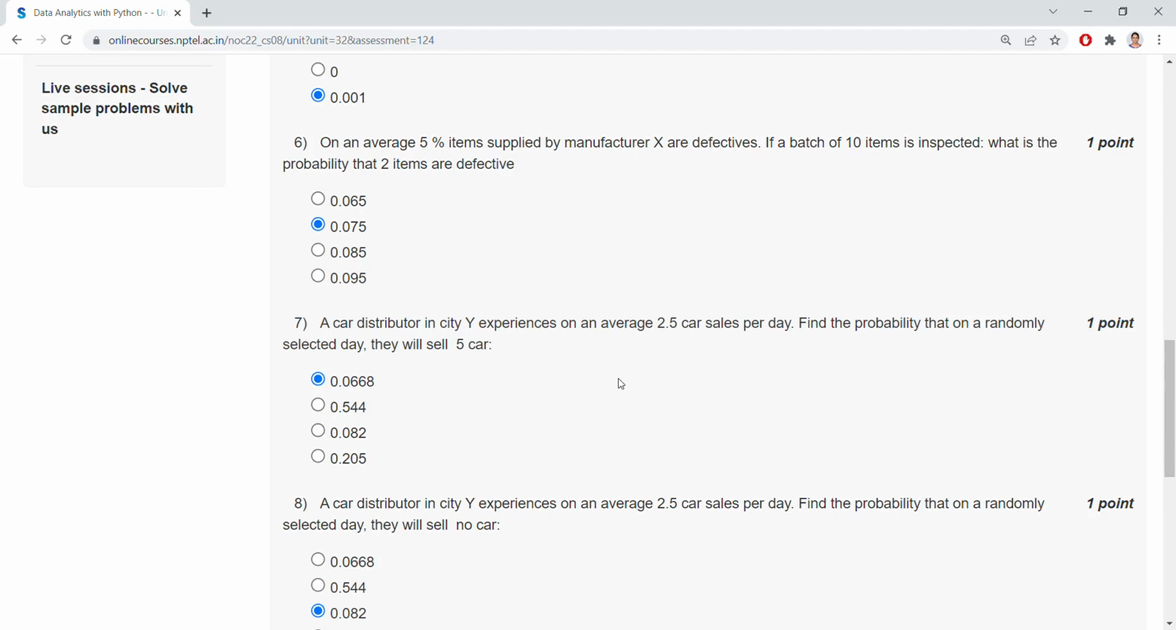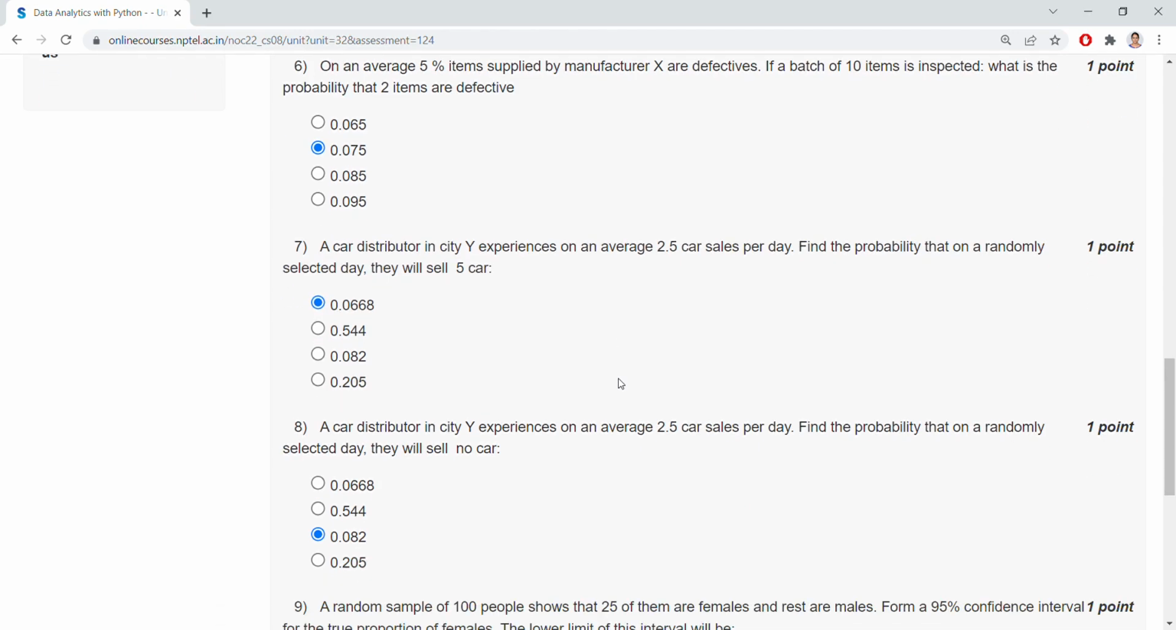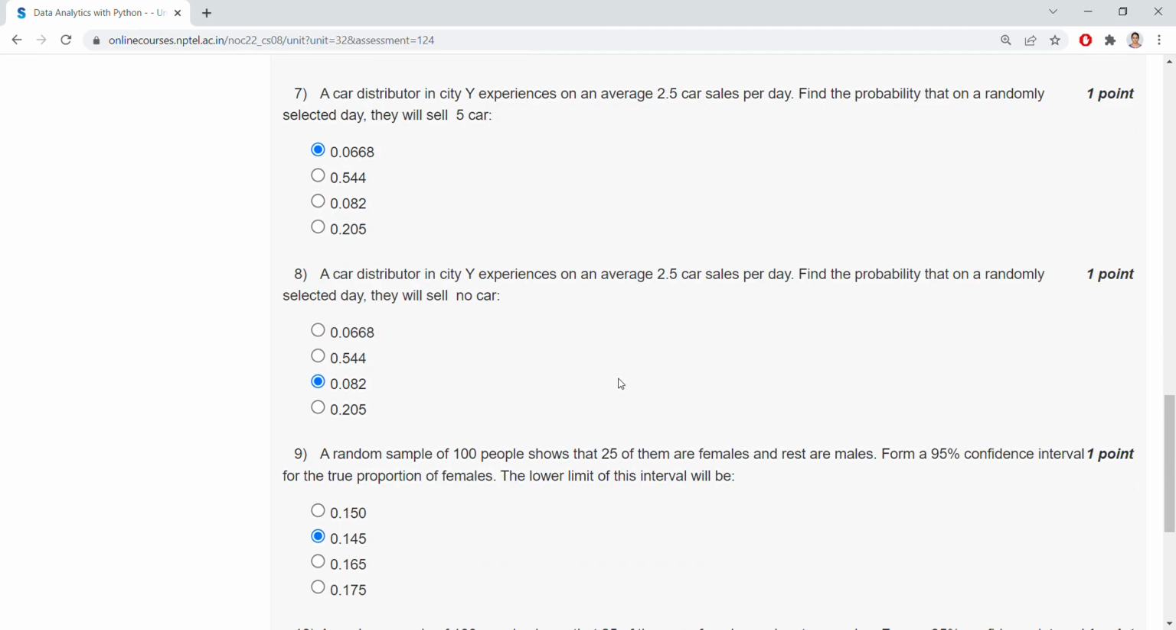Find the probability that on a randomly selected day, they will sell 5 cars. 0.0668. A car distributor in city Y experiences on an average 2.5 car sales per day. Find the probability that on a randomly selected day, they will sell no car, that is 0.082.